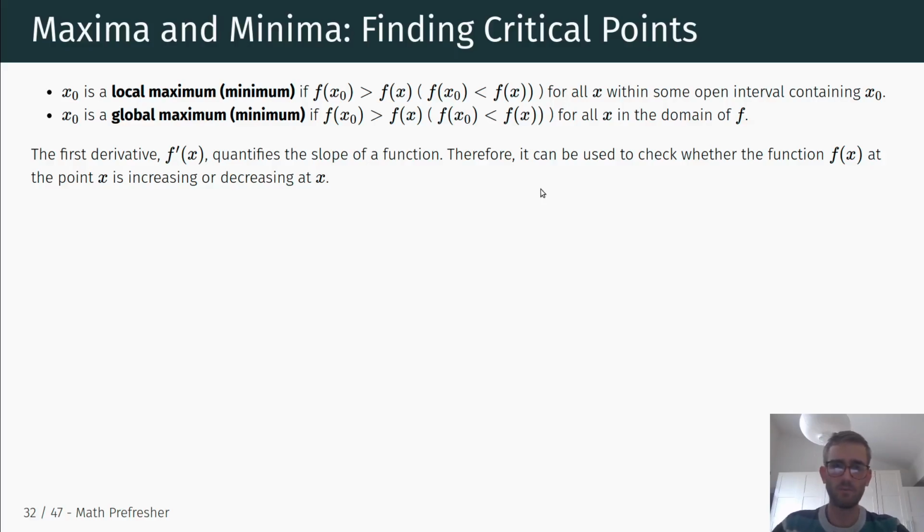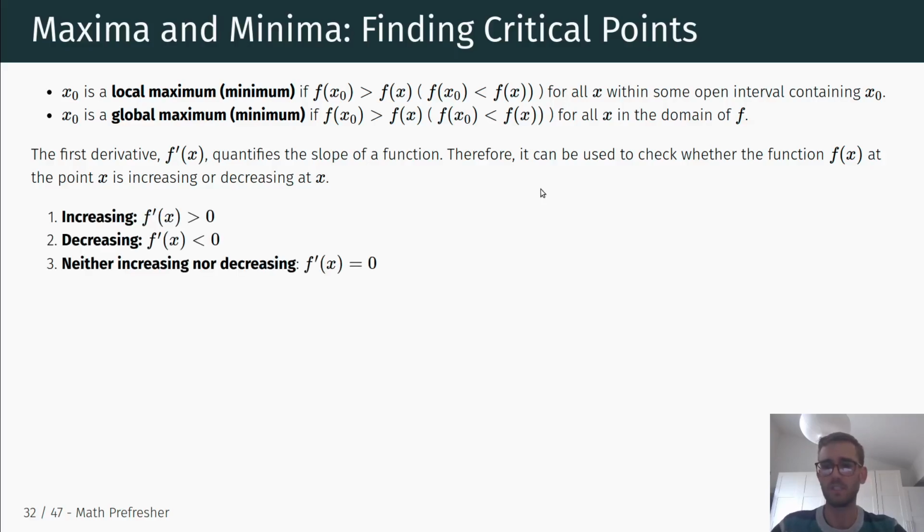And as you remember from our last video, we talked a lot about derivatives and how the first derivative, f prime of x, quantifies the slope of a function. This is extremely useful because it can be used to check whether the function f of x at any point x is increasing or decreasing at x, because we get the slope of the function.